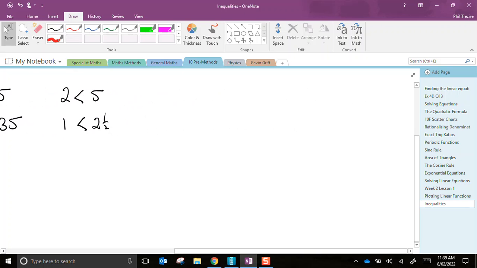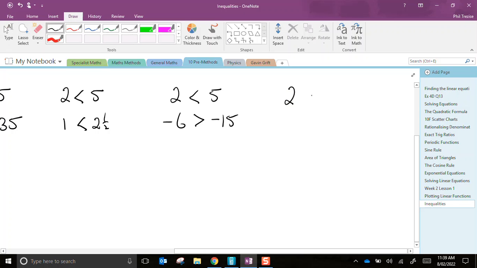Let's go 2 is less than 5. Let's multiply this time by a negative number. Let's multiply by negative 3. 2 by negative 3 is negative 6. 5 by negative 3 is negative 15. Now we're on the negative side of the scale. Negative 6 is greater than negative 15. Do you notice how I've had to turn the inequality sign around when I multiplied by a negative number?